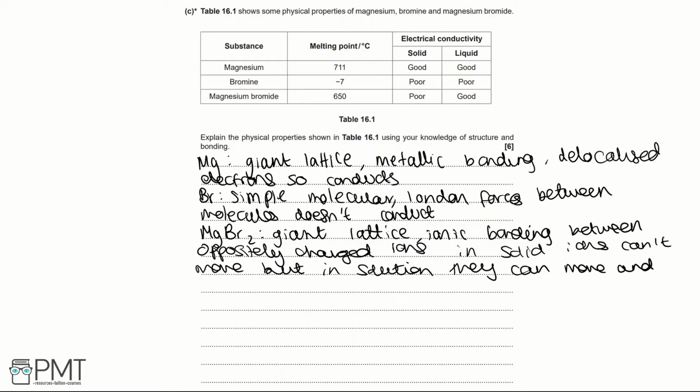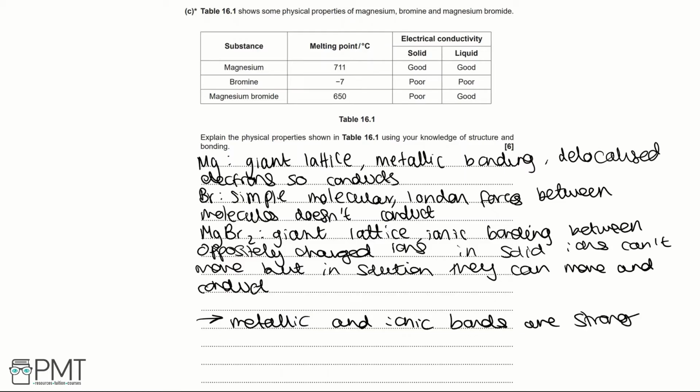So looking at the different bonds, that's going to be why the melting points are different, because you need different amounts of energy to break these different bonds. So metallic and ionic bonds are a lot stronger than London forces, which is in bromine. So the metallic and ionic bonds in magnesium and magnesium bromide take a lot more energy to break.